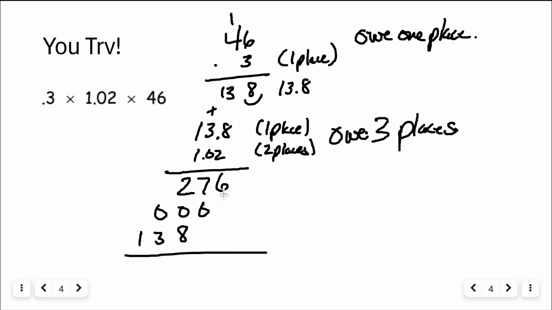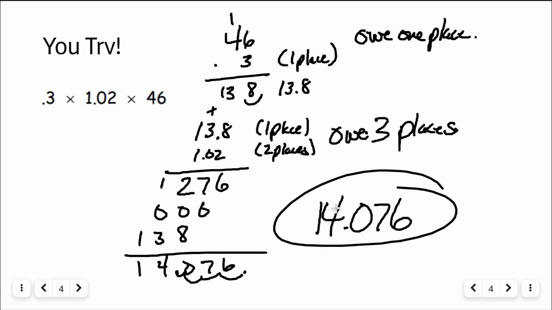All right, let's add them up. 6, 7, 10. 1 to carry. 4, 1. I owe 3 places to the decimal. So I'm going to go 1, 2, 3 places in. And I have 14.076, or 14 and 76 thousandths. And that's my answer. Okay, so hopefully you were able to get that.